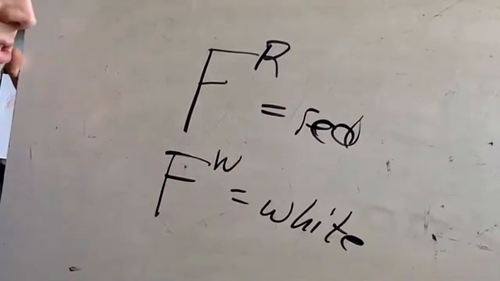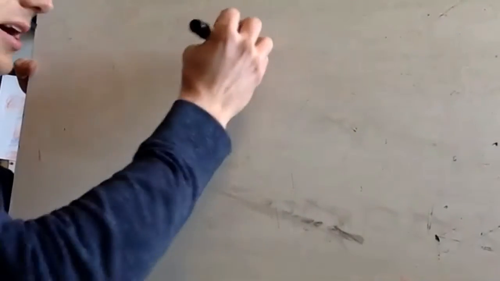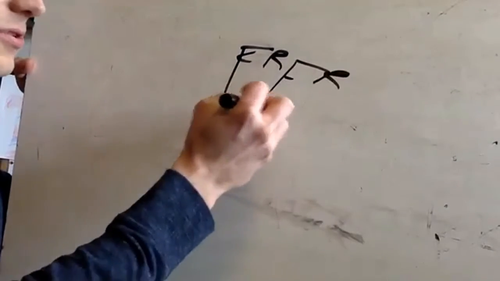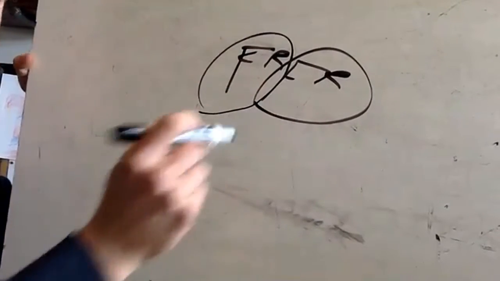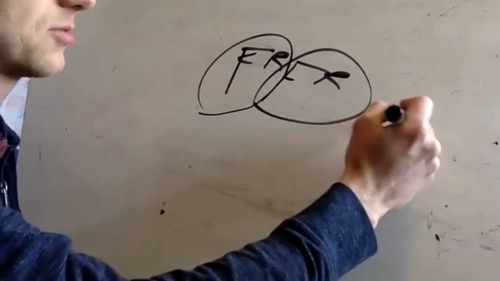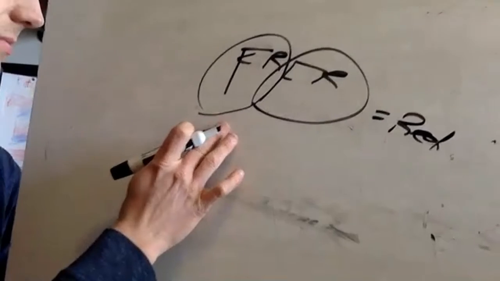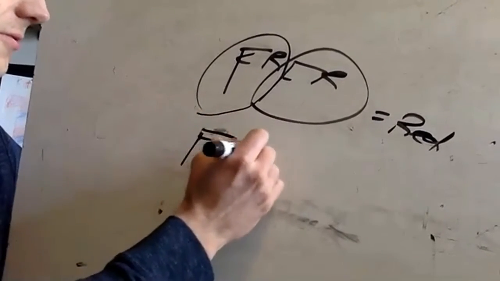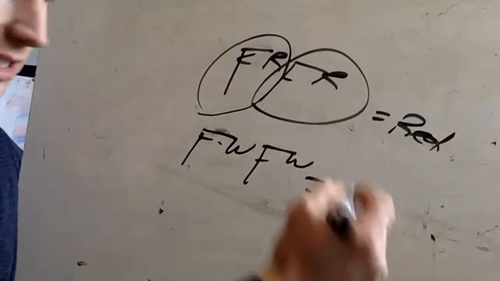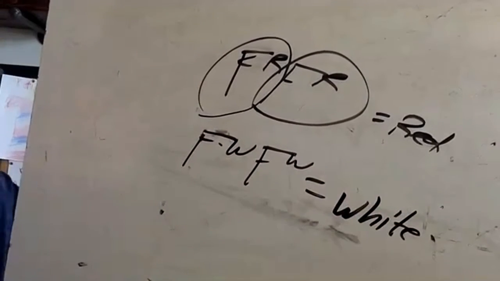Okay? So when we looked at them, if you had F^R, F^R, okay? So this is an allele, and this is an allele. Those are the two alleles for the individual. If they have two F superscript Rs, this thing would be red. Sorry, if they were F^W, F^W, it would be what color? White. Okay.